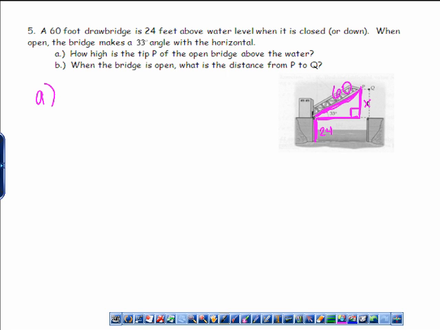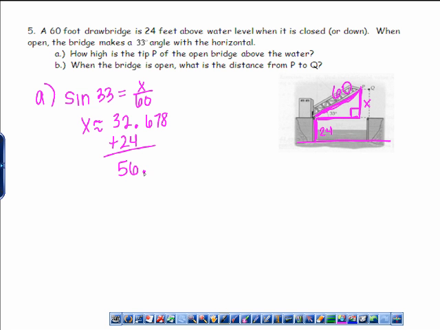So 33 degrees, the opposite is X, the hypotenuse is 60. So we're going to use sine on this one. Sine of 33 degrees equals X over 60. Again, over 1, cross multiply. You get approximately 32.678 for X. And I still need to add 24 so I can really get the distance above the water. So I'm going to add 24 to that, and I get 56.678, and our units here are feet. That's the answer to part A.